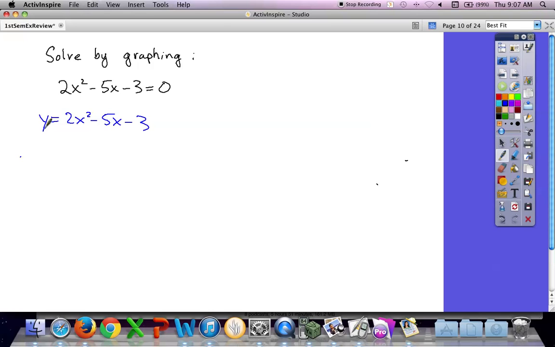It's on the x-axis, right? That's where y equals 0. So you graph the function and look for where it equals 0. Sometimes you'll be able to see it on the graph. Sometimes you look in the table of values. Maybe you could find it there.